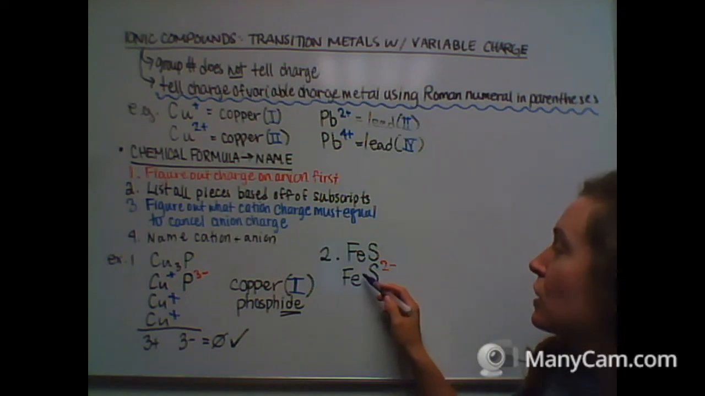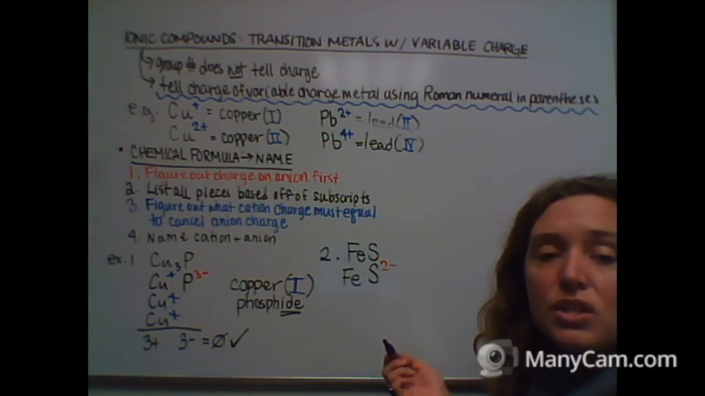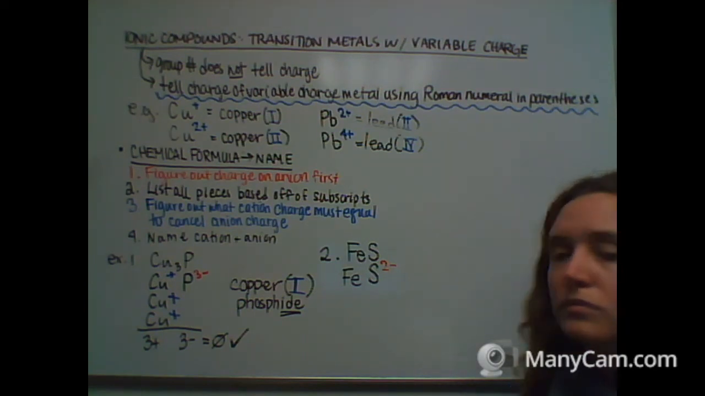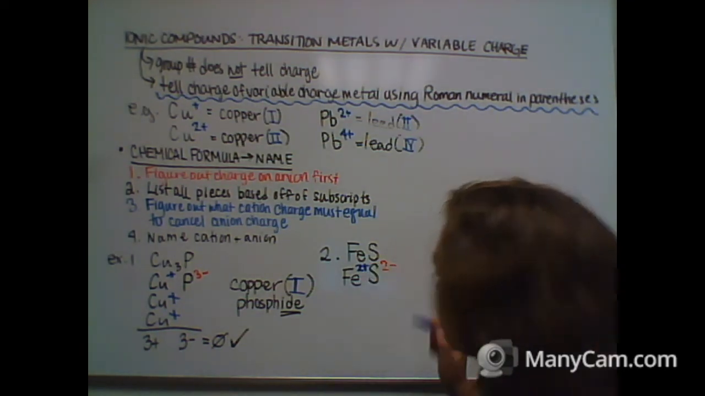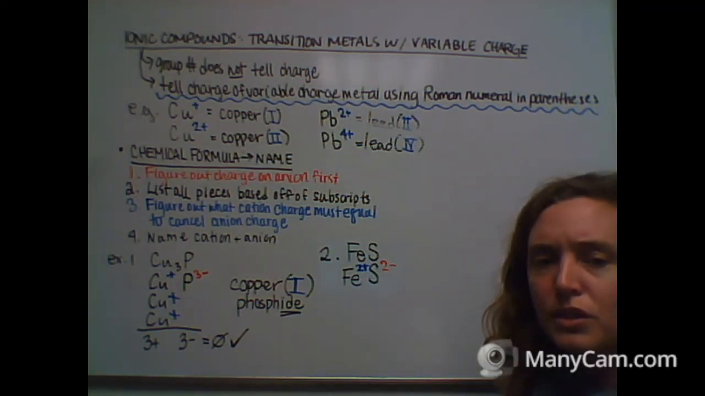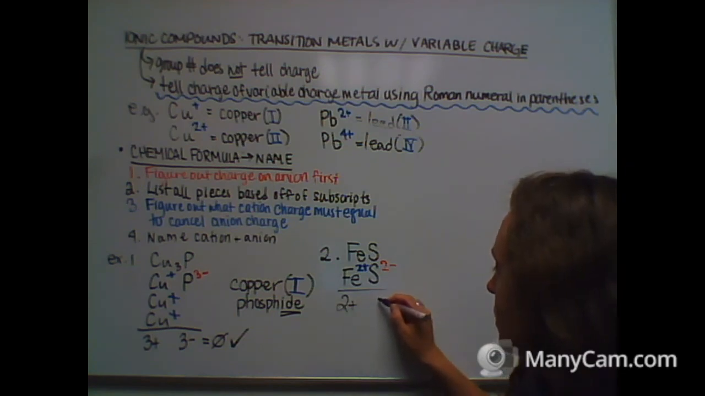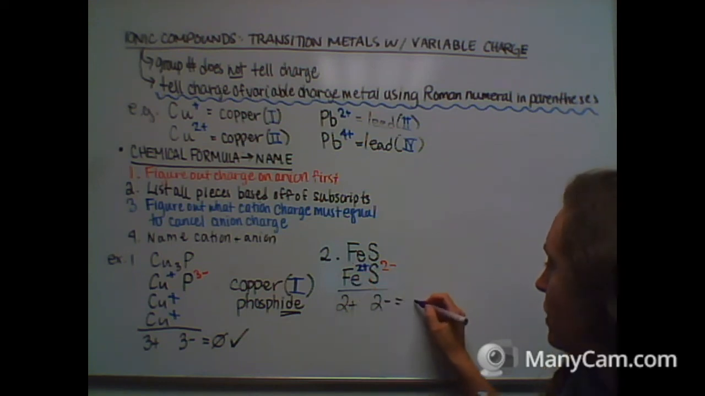2-, right? So now let's figure out what the charge on the cation must be to cancel out the charge on the anion. If we've just got a 1-to-1 relationship, the charge on the iron must be 2+. That's right. 2+ charge. All right. So that's a correct charge that we figured out for iron here, because the net charge is 0.